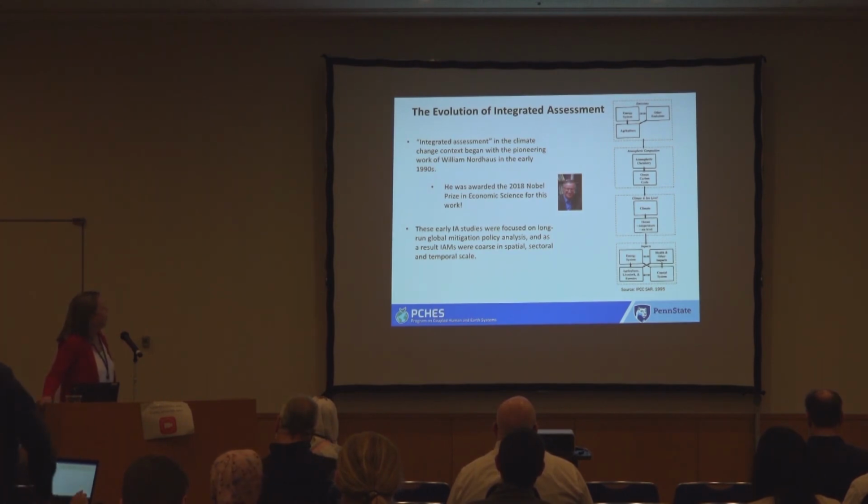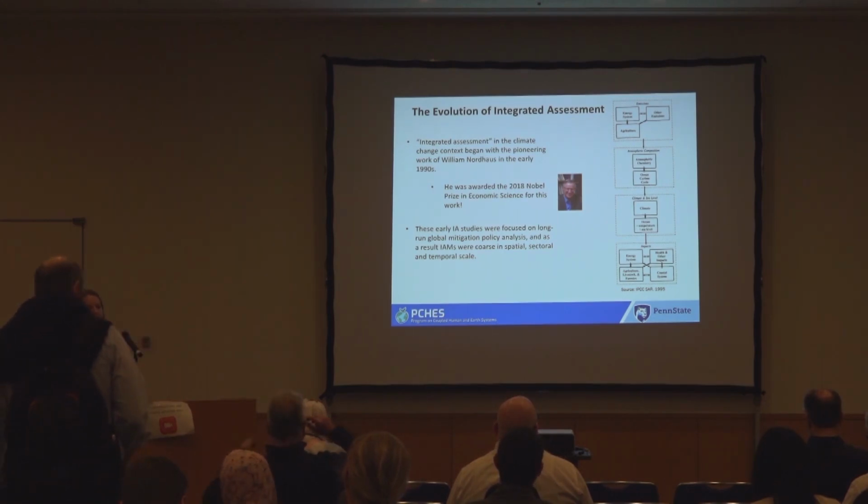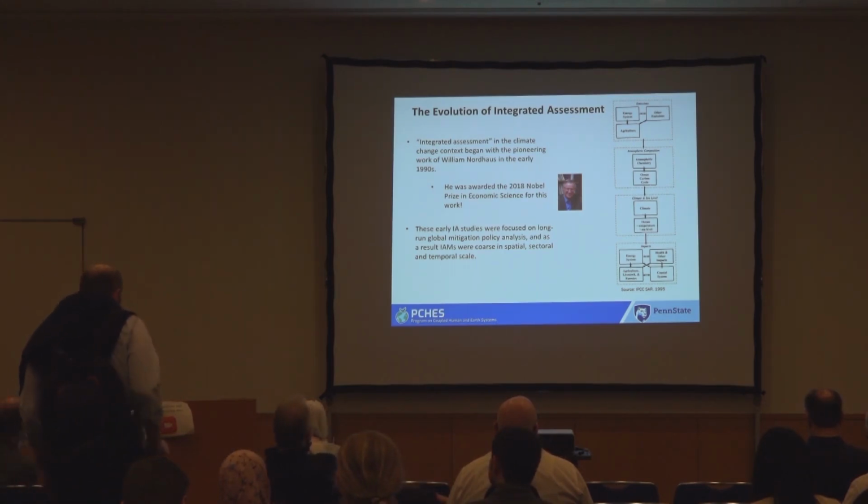These earlier IA studies were focused, in general, on long-run global mitigation policy analysis. As a result, a lot of these IAMs are very coarse in spatial, sectoral, and temporal scale. On the right here is a figure from the IPCC Second Assessment Report, actually the chapter that John led, which shows this end-to-end wiring diagram to depict integrated assessment at the very beginning.